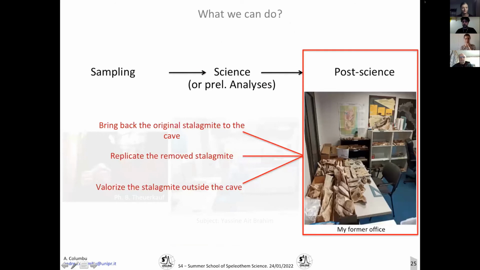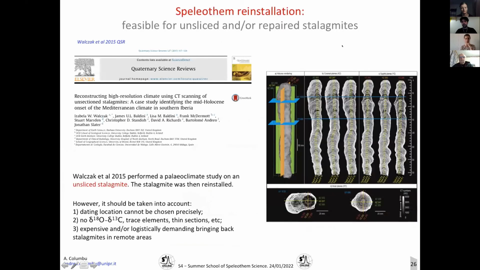What we can do here, I think we have three options. We can bring back the original stalagmite to the cave, we can replicate the removed stalagmite, or we can do something to valorize the stalagmite outside the cave. Bringing back the speleothem to caves is speleothem reinstallation, and one of the most iconic studies I think is this one from Wolczak et al. 2015. They accomplished paleoclimate reconstruction in unsliced speleothems because they used CT scanning. And so they didn't have the necessity to slice the speleothems. After the study, the speleothem was reinstalled in the cave.